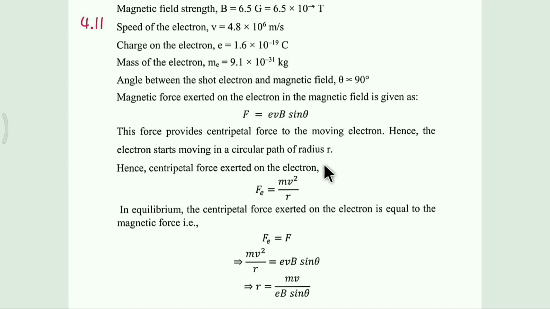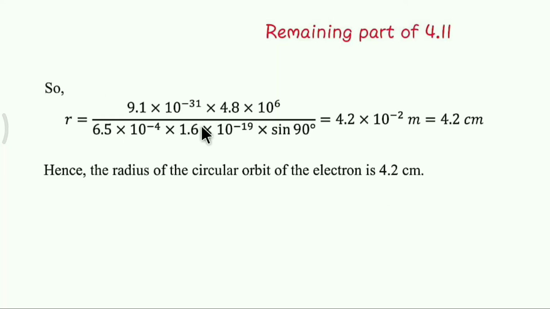When a body moves in a circular path, it is under centripetal force. The centripetal force expression is F is equal to m v square by r. Just equate these two equations: m v square by r is equal to e B v sin theta. Then you will get r is equal to m v by e B sin theta. Inserting the given values, it comes out as 4.2 into 10 to the power minus 2 meter, that means 4.2 centimeter. Hence the radius of the circular orbit of the electron is 4.2 centimeter.